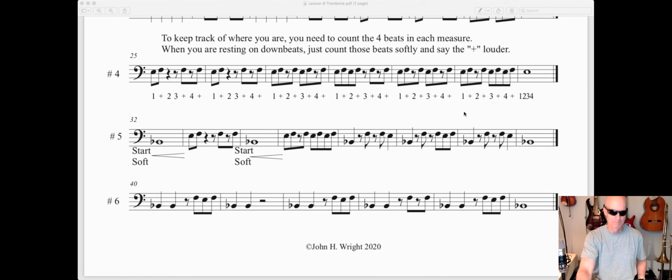I like that one. Exercise number 5. 1, 2, ready, go. Exercise number 6. 1, 2, ready, go.